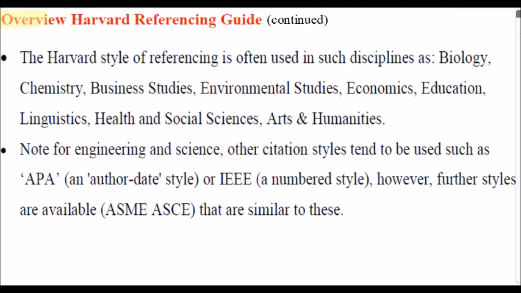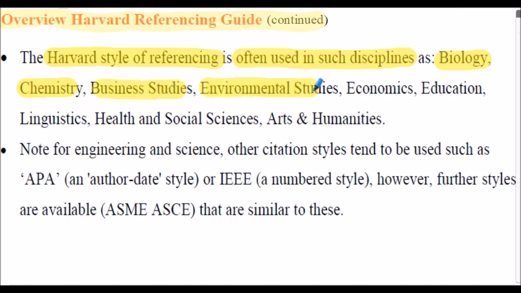Overview of Harvard Referencing Guide continued. The Harvard style of referencing is often used in such disciplines as biology, chemistry, business studies, environmental studies, economics, education, linguistics, health and social sciences, arts and humanities.